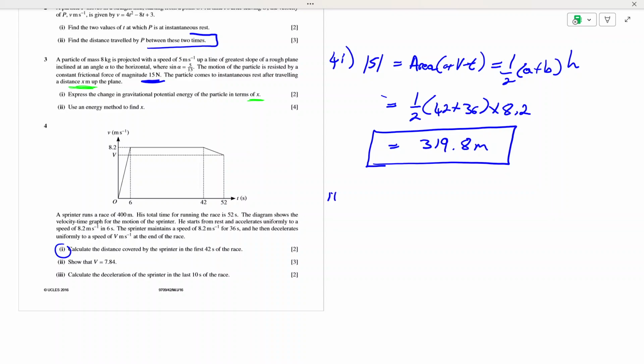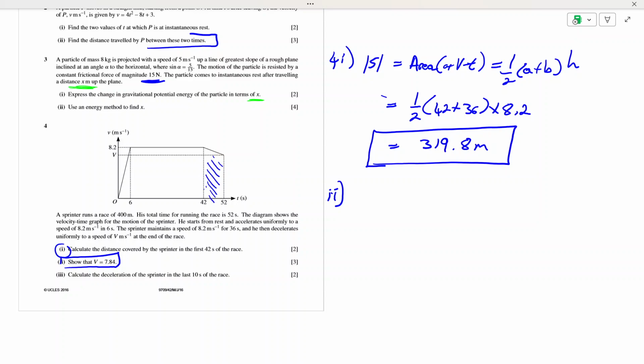Then part 2: use an energy, show that V is equal to 7.84. So we know that the distance left at 42 seconds is what we're going to calculate first. This part, we're going to calculate this distance.